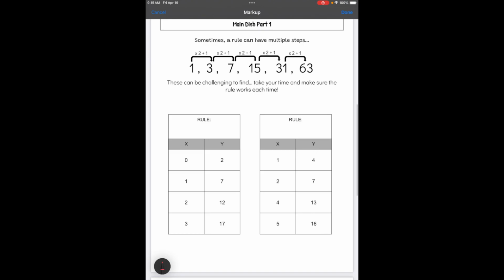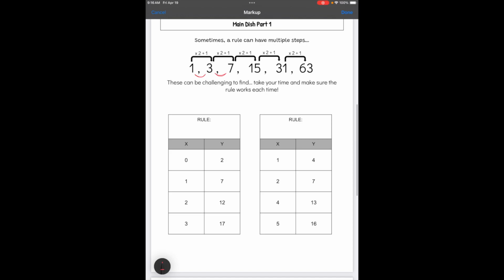So if I'm looking at the pattern 1, 3, 7, 15, 31, 63, I might be asking, oh, I can plus 2, but when I do 3 plus 2, I don't get 7. I could do times 3, but when I do 3 times 3, I don't get 7. So that is a heads up to me that this might actually be a more complex rule. These can be really challenging to figure out, but if you take your time and make sure the rule works every time, you'll actually see the pattern.